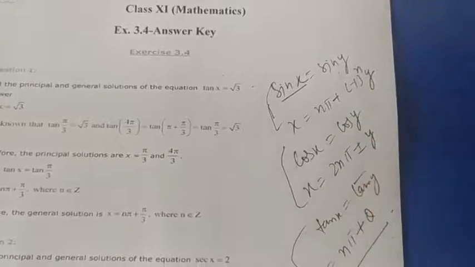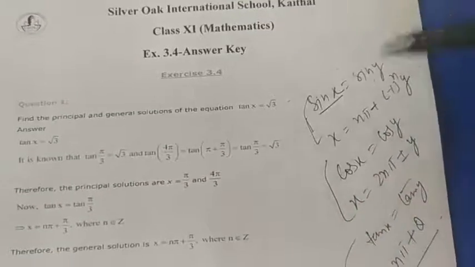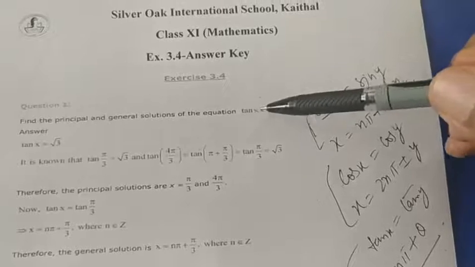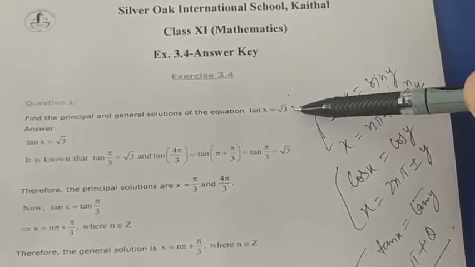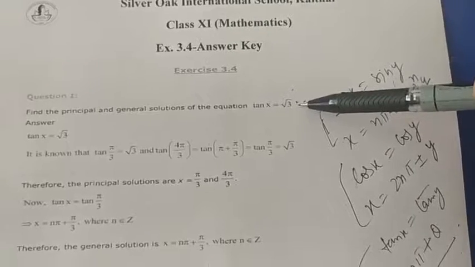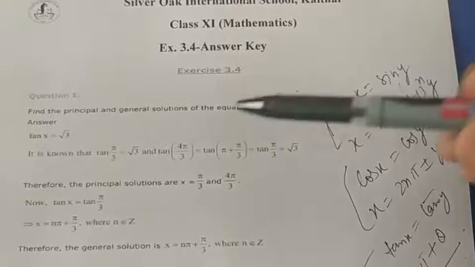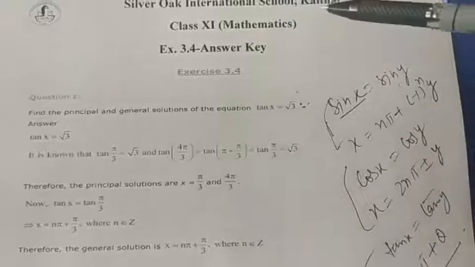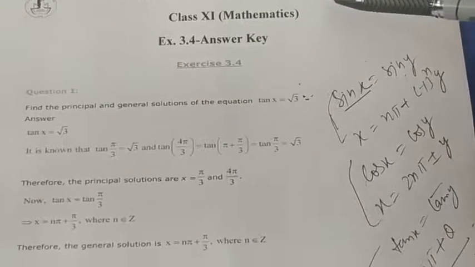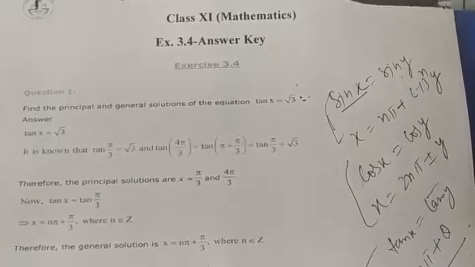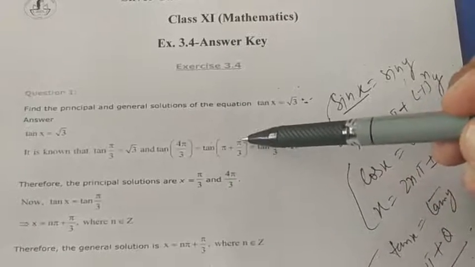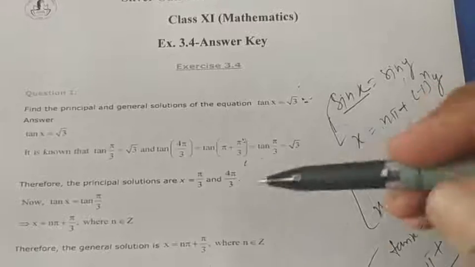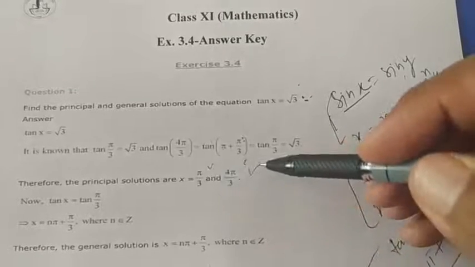The principal solution you will find directly with the coordinate system. Tan x is equal to root 3. First of all, you will see where the tangent value is root 3. Tan x equal to root 3 is in the first quadrant, that is π/3. And tangent is positive in the third quadrant also. There it will be π + θ, and θ is π/3. So there will be two values, π/3 and 4π/3.